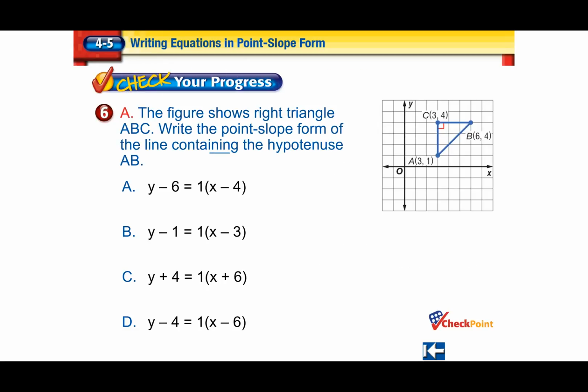All right, pause this, give it a shot. All right, so first thing you got to know, and this is probably the hypotenuse, is the one that's opposite the 90 degree angle here. So they're wanting this line. So let's make sure we know that first.